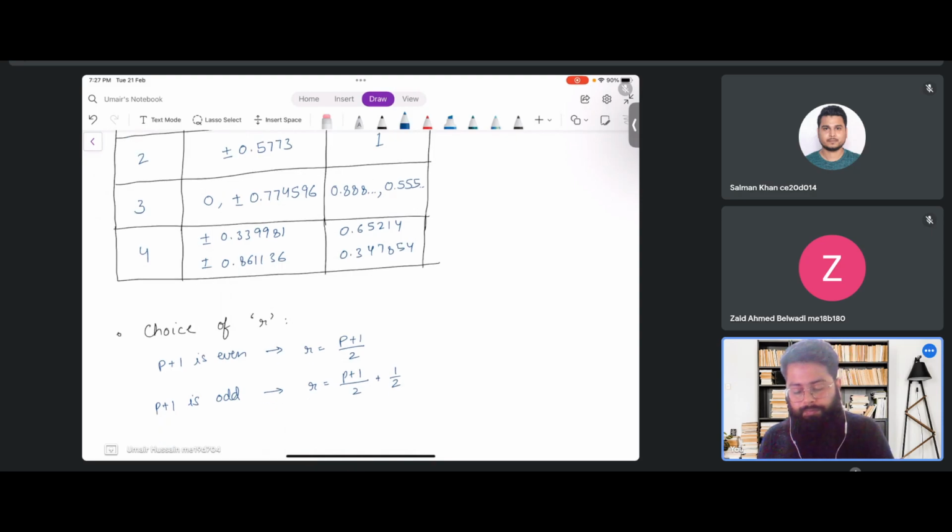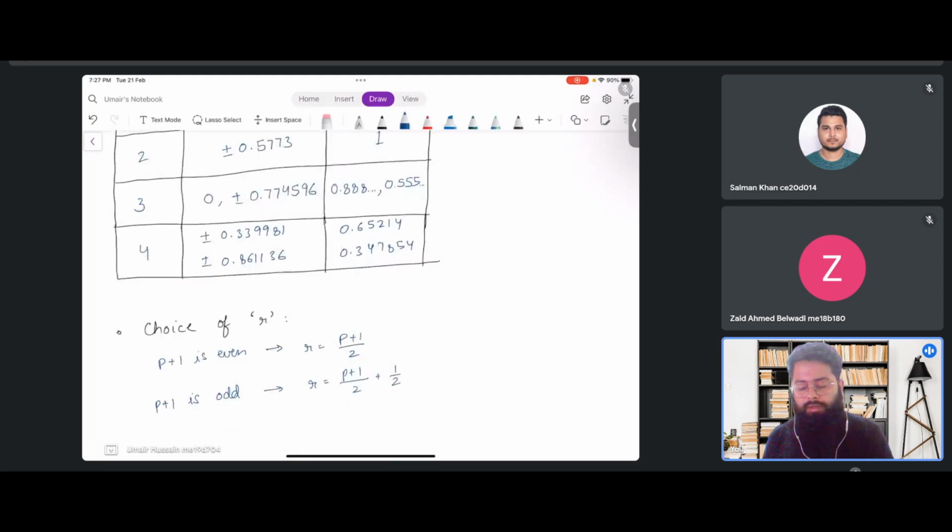So the choice of R basically depends on the degree of the polynomial if it's a polynomial function. If it's not polynomial, I don't think we can get an exact solution. The error would reduce if we increase the number of points, and it will tend to zero, but I don't think we can get an exact solution for all functions. So for polynomials, the choice of R is given by this formula here.